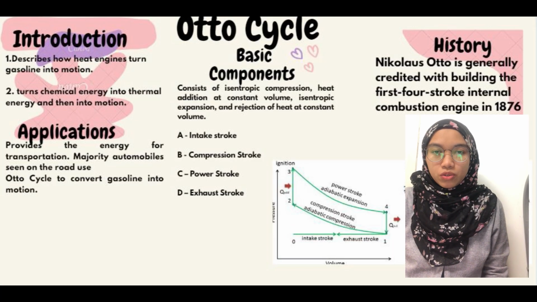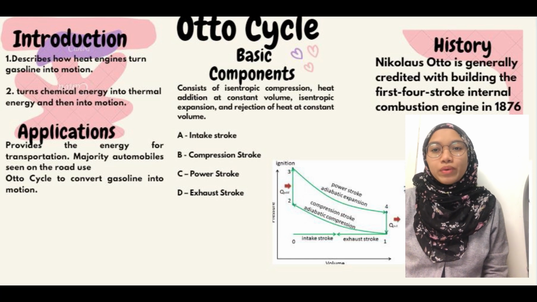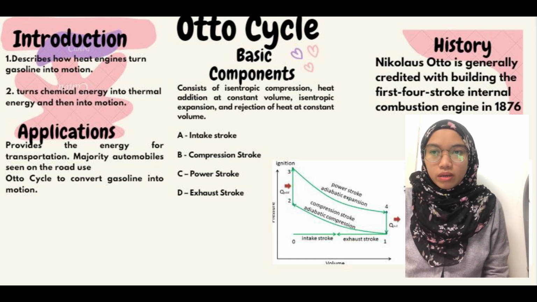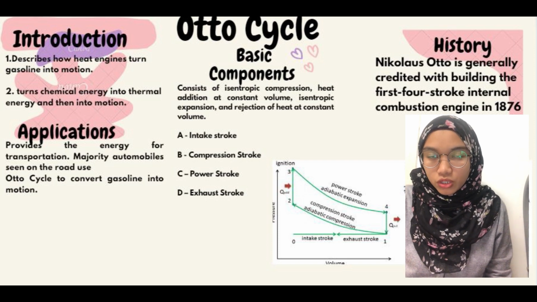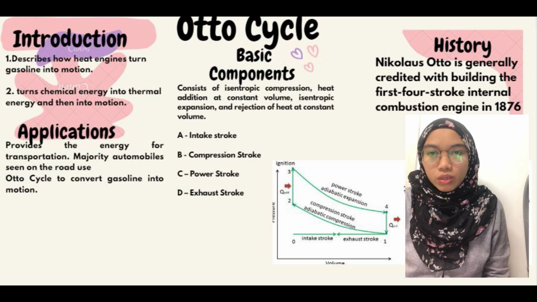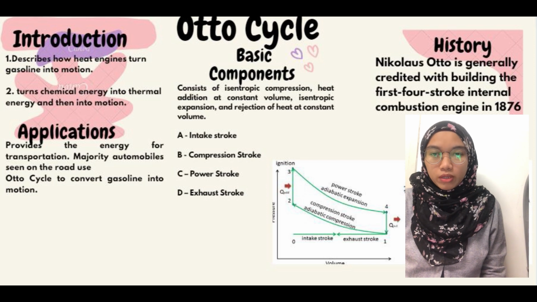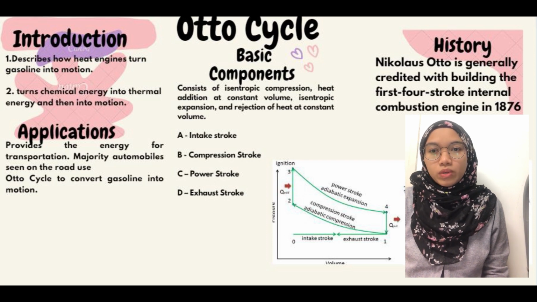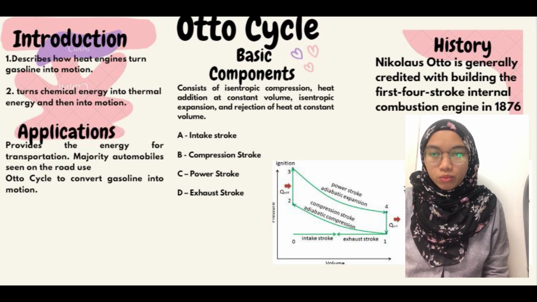The introduction describes how heat engines turn gasoline into motion. Secondly, the Otto cycle is like the other thermodynamic cycles. This cycle turns chemical energy into thermal energy through combustion, and then into motion. Thirdly, the Otto cycle describes how internal combustion engines work, like in automobiles and lawnmowers.